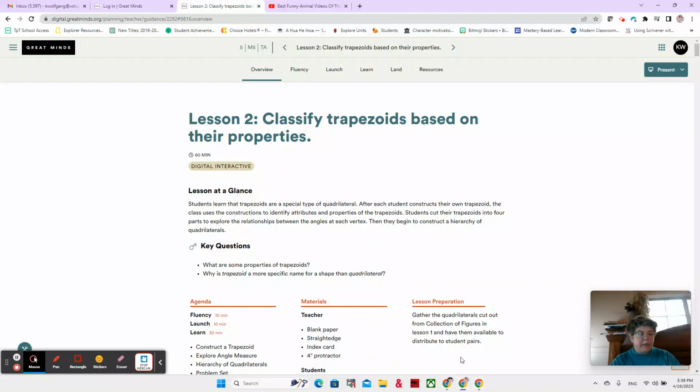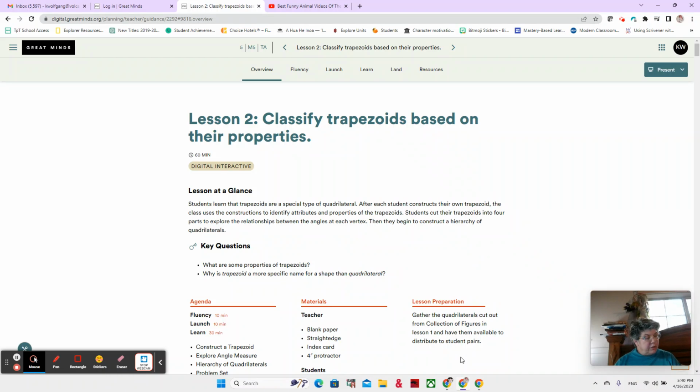All right, here we are in video 1 of lesson 2, module 5. And as you can see on the screen, we're going to classify trapezoids based on their properties. We have been talking about properties, things about shapes that are the same for all of that category, properties of things that define different shapes.